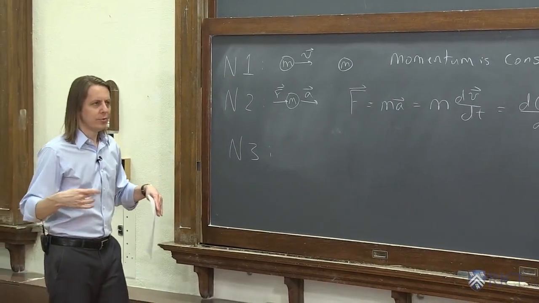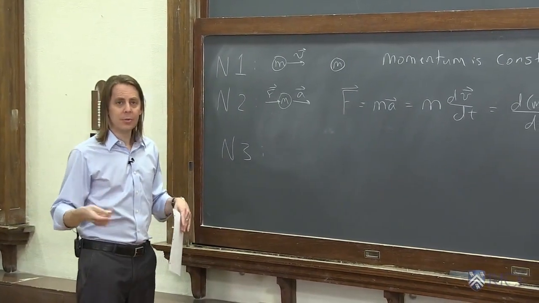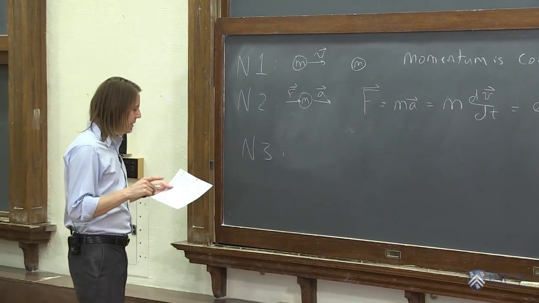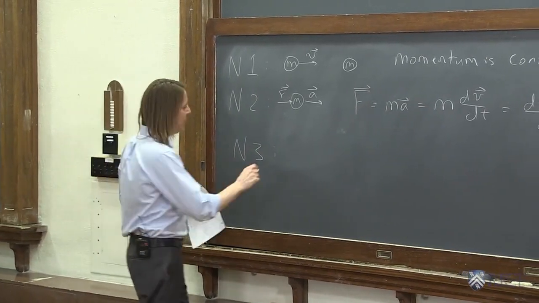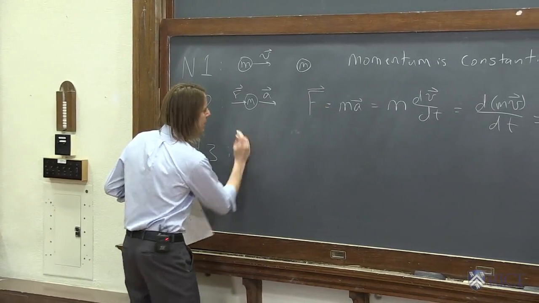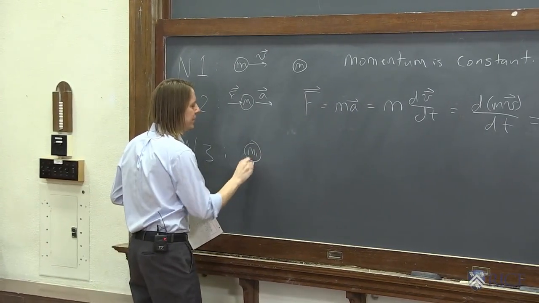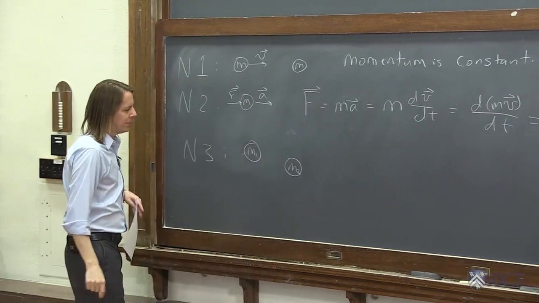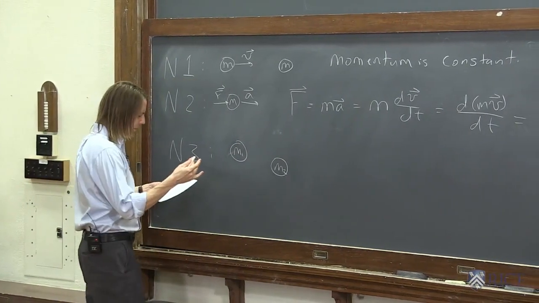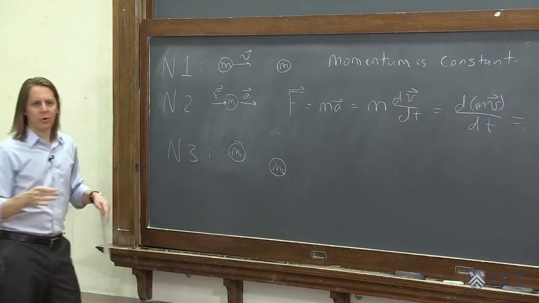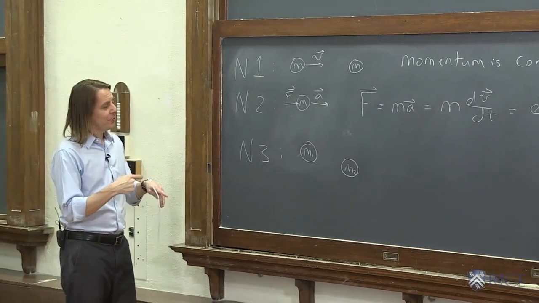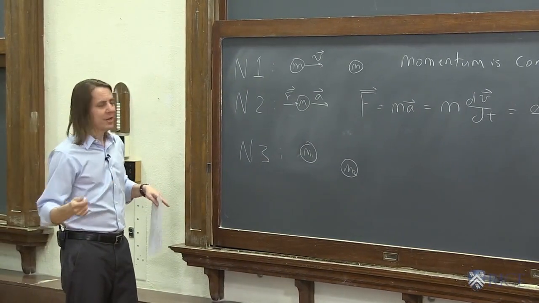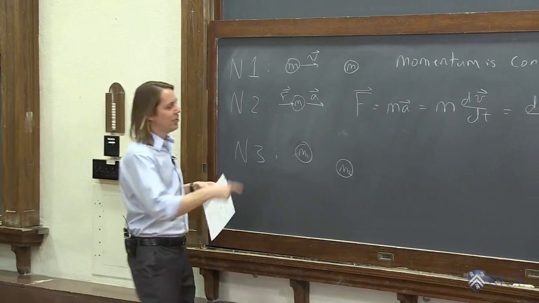Let's see, so Newton's third law: for every action, there's an equal and opposite reaction. For this one, let's draw a couple of masses interacting with each other. Here we have M1, and here we have M2. Let's say they're going to feel a force on each other. It could be a gravitational force that's attractive, or an electrostatic force that's repulsive. It doesn't really matter. Let's make it repulsive.